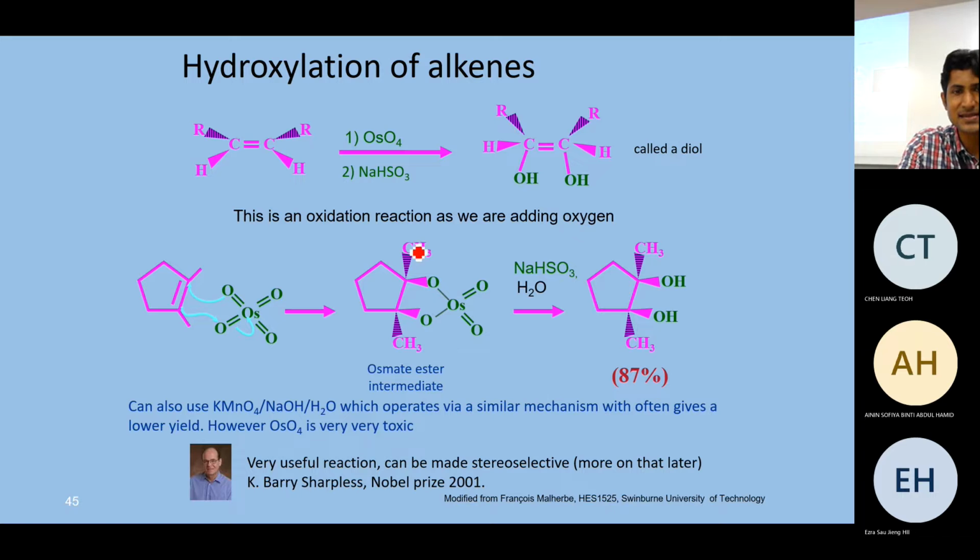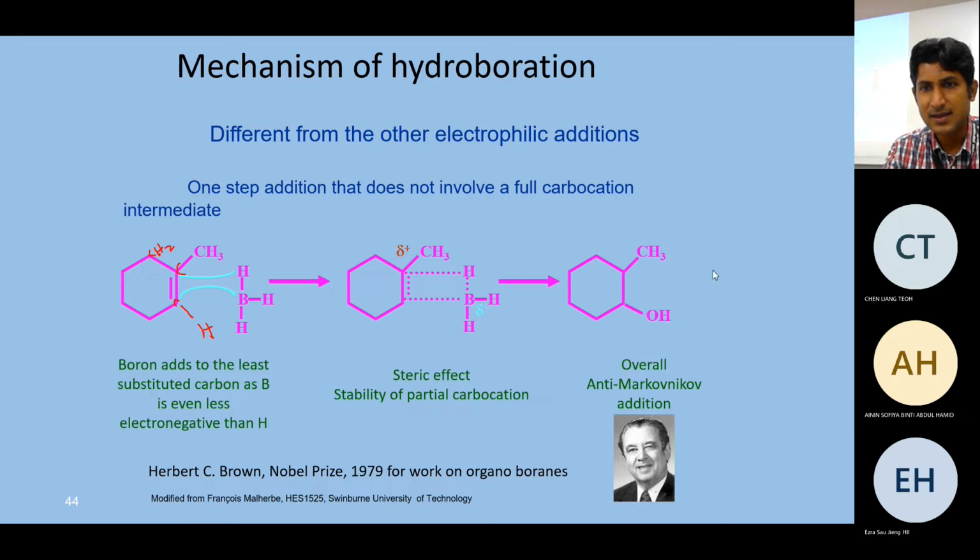Hydroxylation of the alkene. This guy again got the Nobel Prize in 2001. He was working on organic stereoselectivity. Stereoselectivity means the isomer you want to produce, because the same carbon, same alcohol, when it is a trans, like here, when the hydroxyl group is here, or when the hydroxyl group is there, what is the difference? Is there any difference? What do you think?